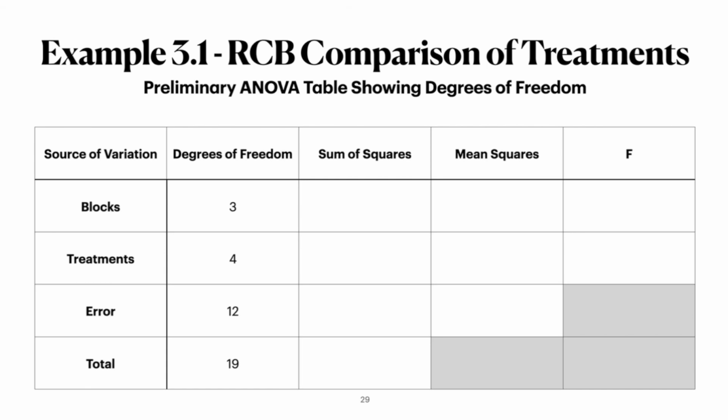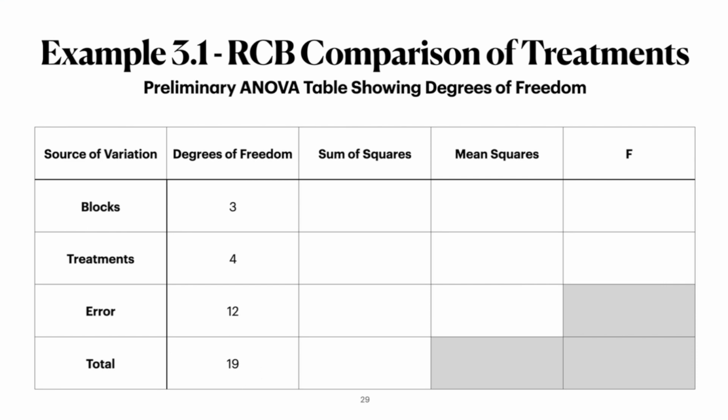So here is the preliminary ANOVA table showing the degrees of freedom. We have 4 blocks, so there are 3 degrees of freedom associated with blocks. We have 5 treatment levels, so there are 4 degrees of freedom for treatments. We have 20 observations total, so there are 19 total degrees of freedom.